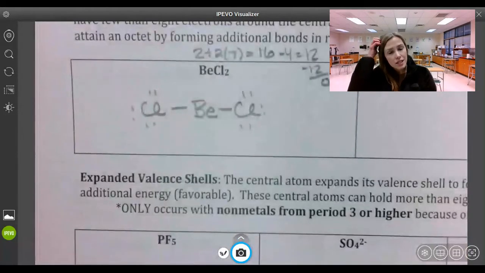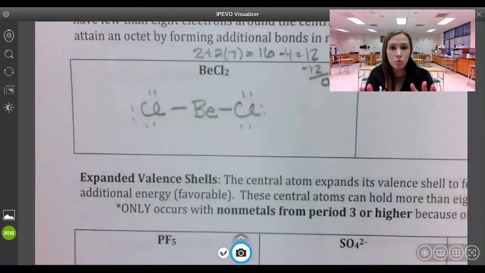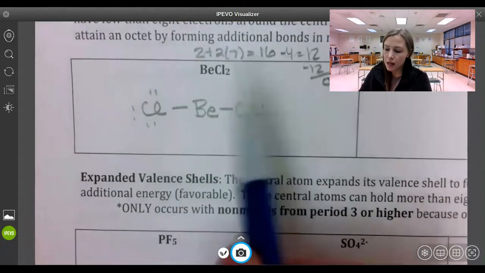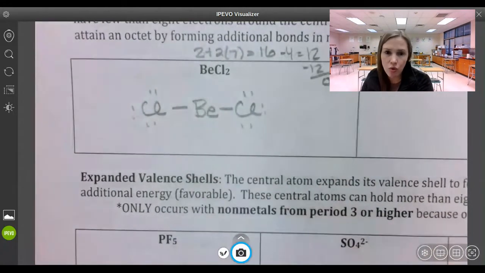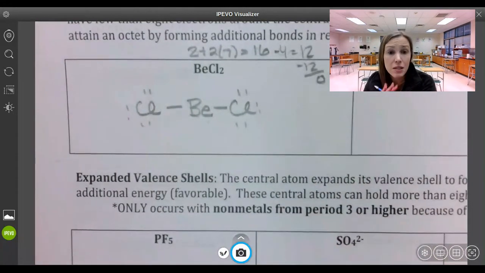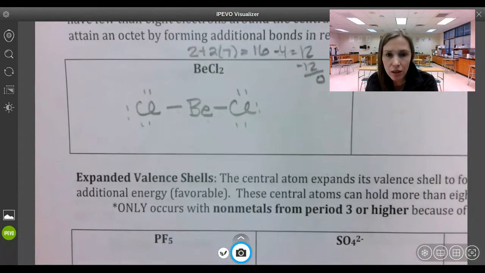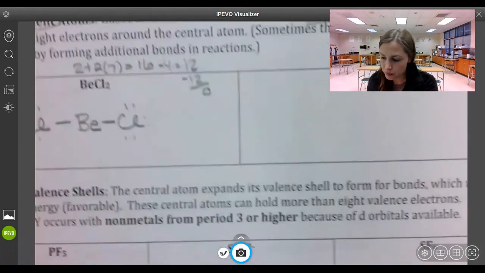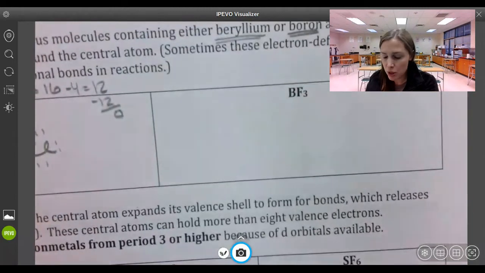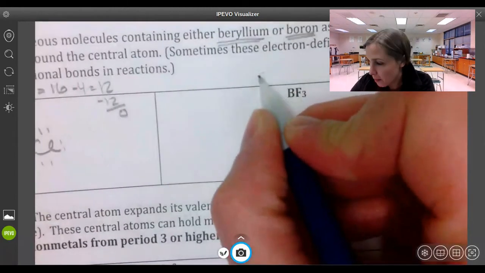Now, previously, you would have said, oh, well, let's start making double bonds. Well, with beryllium, it is an exception where you leave this alone as it is, and beryllium will only have those 4 electrons around it, and they find that it's stable in this manner. Okay, so be on the lookout for beryllium. It's just when it bonds to our chlorines or sometimes hydrogens, we're going to see it just form these 2 bonds, and that's it.